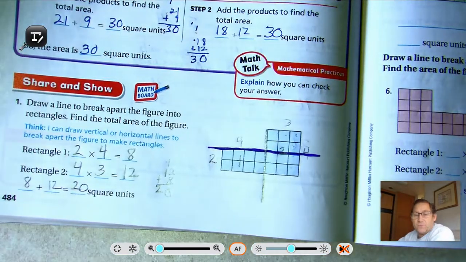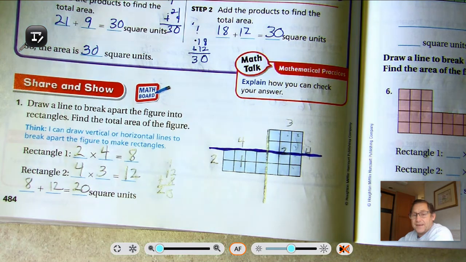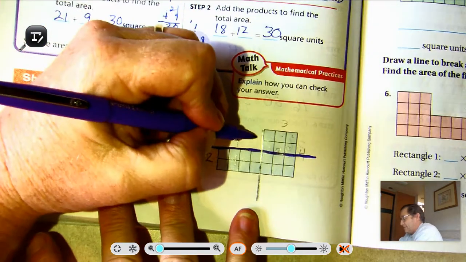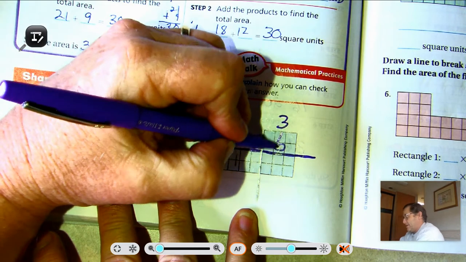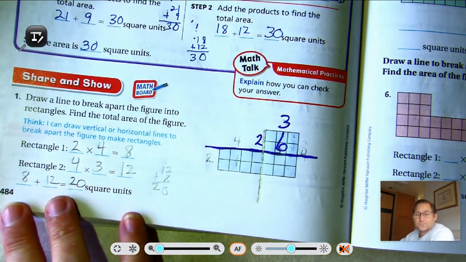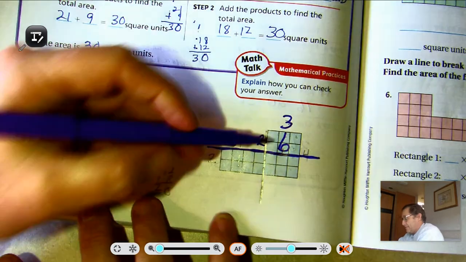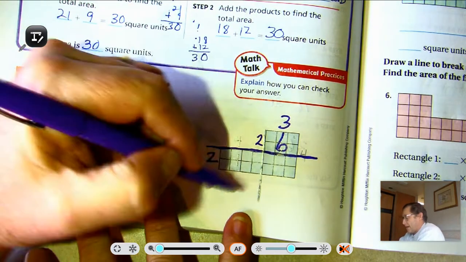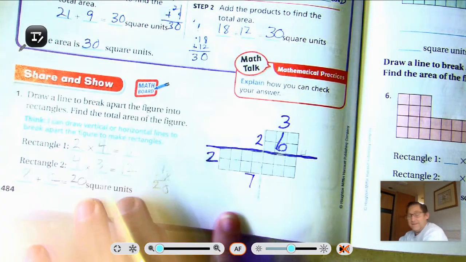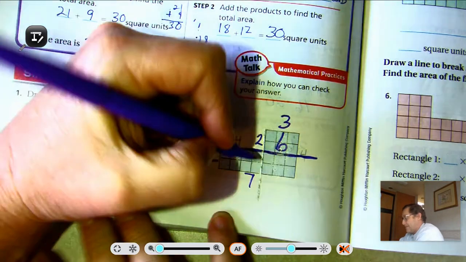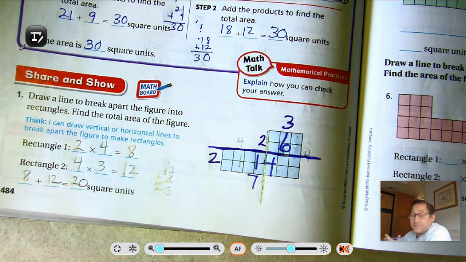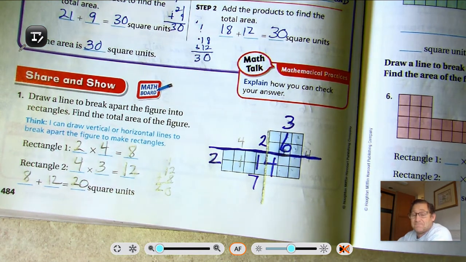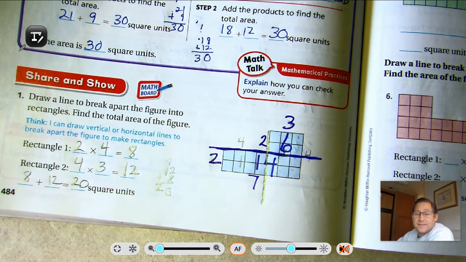Okay, so some of you might want to go that way instead. And in that case, we would have had 2 rows of 3. And so this area would be 6 square units. And the bottom would be 2 by 7. And 2 times 7 would be 14. But 14 plus 6 is still 20. Okay, so it doesn't matter how you break them apart.